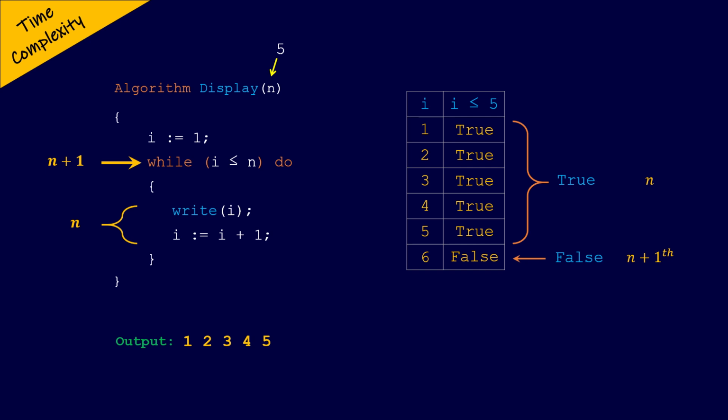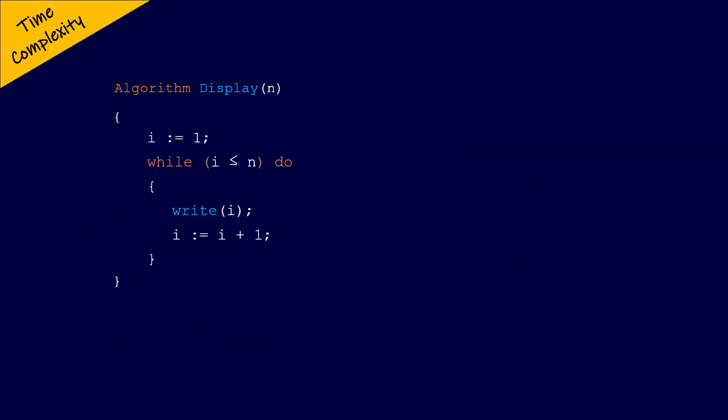Now, having understood that the while loop executes for n plus 1 times and the statements within the while loop execute for n times, we will move ahead and compute the overall time complexity of this algorithm. The first statement of the algorithm is I is assigned value 1, which is an assignment statement. And the assignment statement takes unit time to compute. So its frequency is 1.